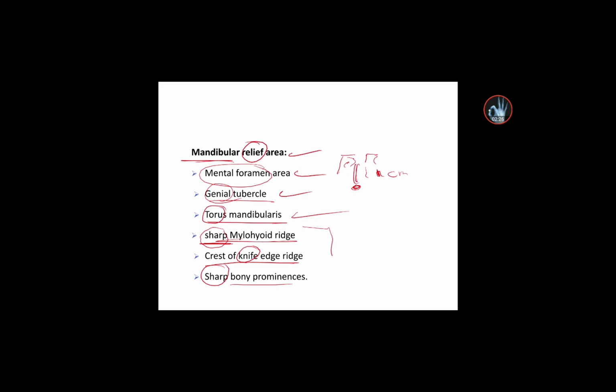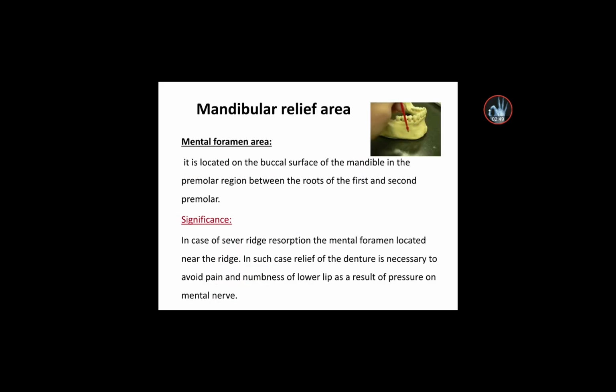These other 3 things are sharp, both of them, and they need a relief. Even the knife edge يعني شكلها زي حدة أو رأس السكينة. فهي كلها بالنهاية sharp يعني، وأنت تسوي لها relief. لكن for this hour we will consider it إن شاء الله. The mandibular relieving area, 1 mental foramen area.